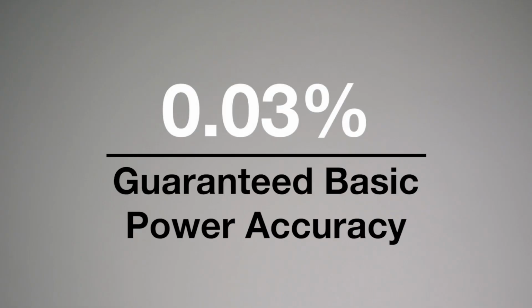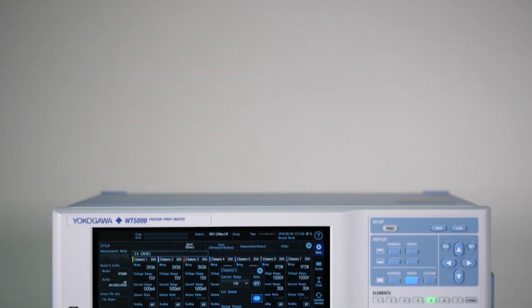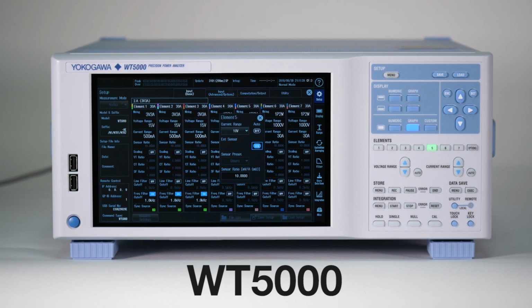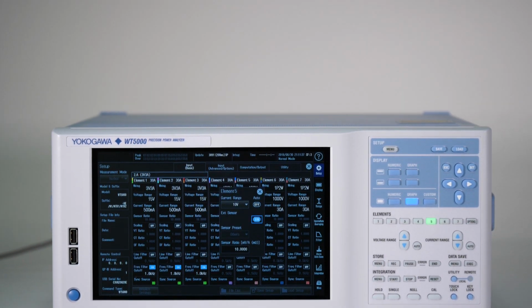Don't settle for typical. Get the guaranteed accuracy you need today. The WT5000. Take the guesswork out of development and discover the next generation in precision.